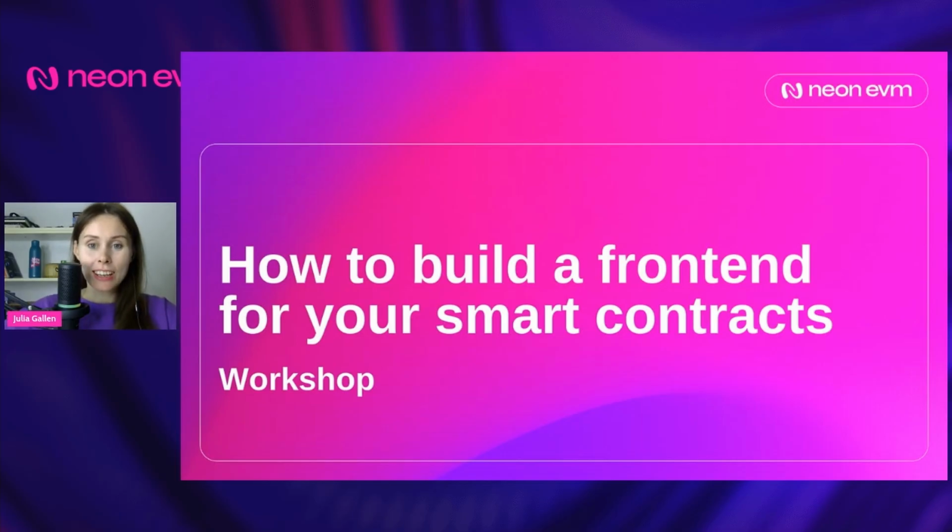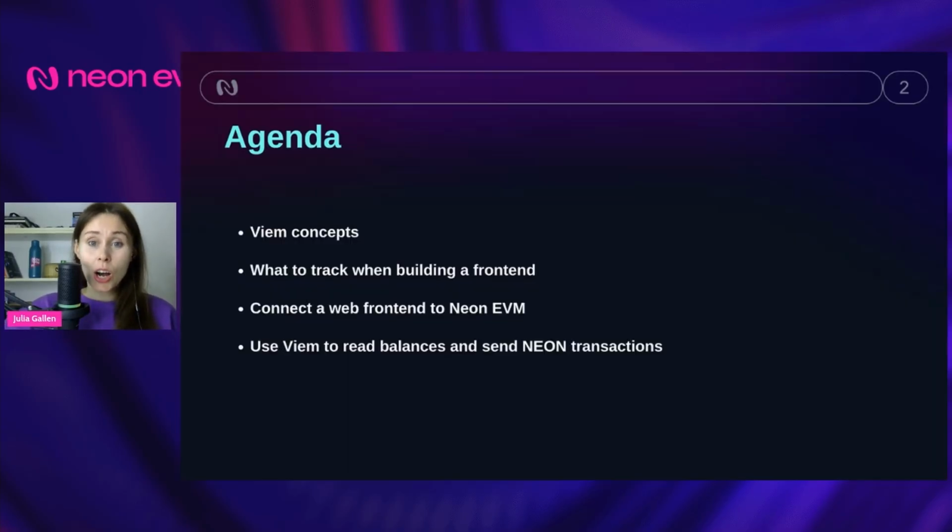Today we are going to talk about a front-end using Viem. We are going to explore Viem concepts. We are going to see what we need to track when building a front-end, even when we're using AI. And then we are going to go to the code and connect a web front-end to NeonVM, and use Viem to read balances and send Neon transactions.